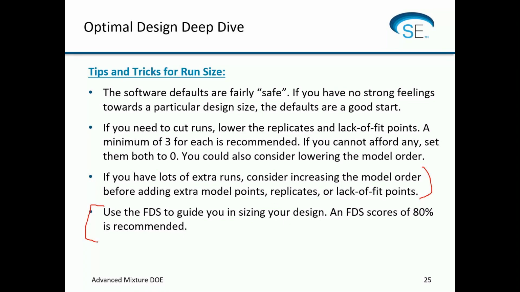We have a webinar just on this topic, so I highly recommend you check that out if you get the chance. When you're fitting factorial designs, you look at power. We generally don't look at power for mixture designs. We look at FDS, fraction of design space, which is a measure of the precision, meaning how precise is your model going to be? How stable is it expected to be?